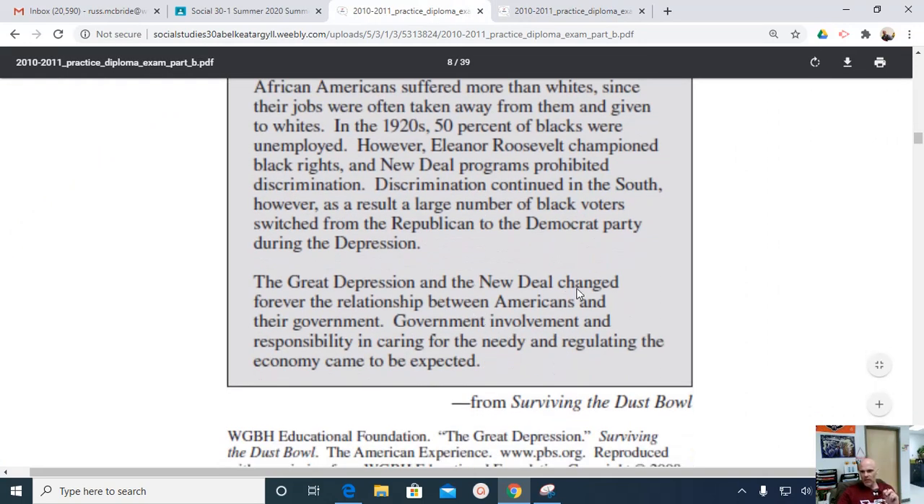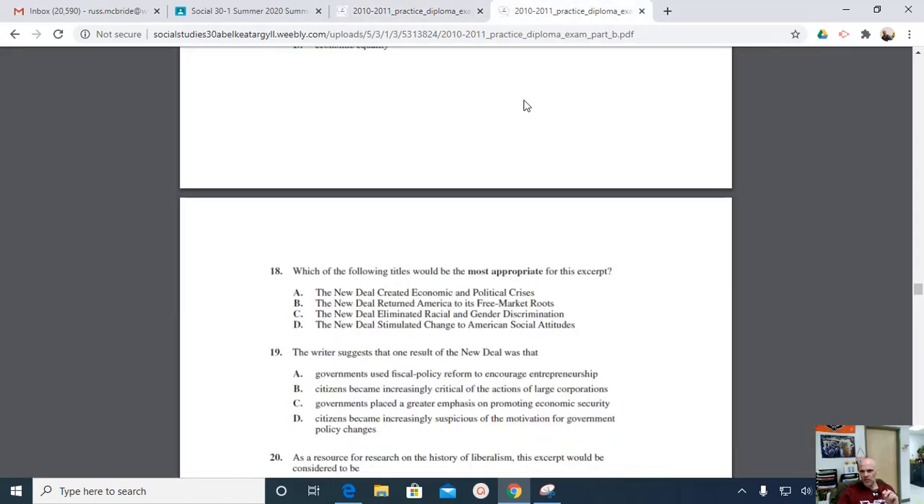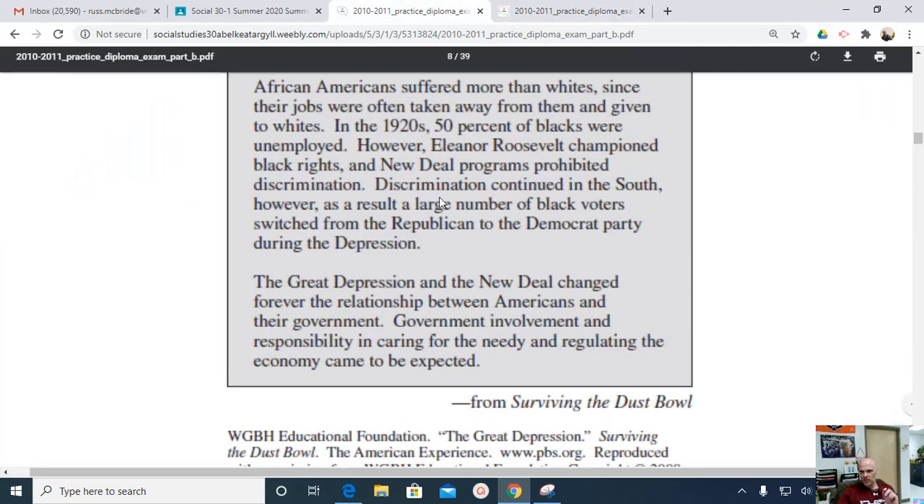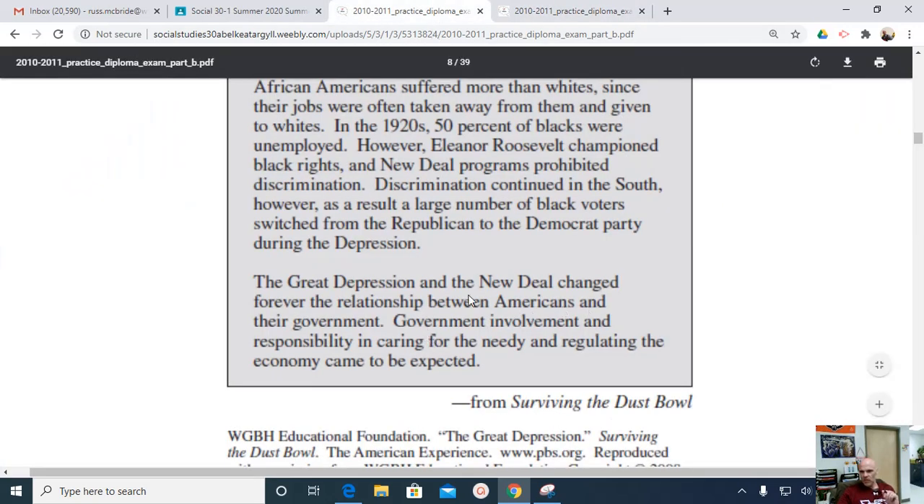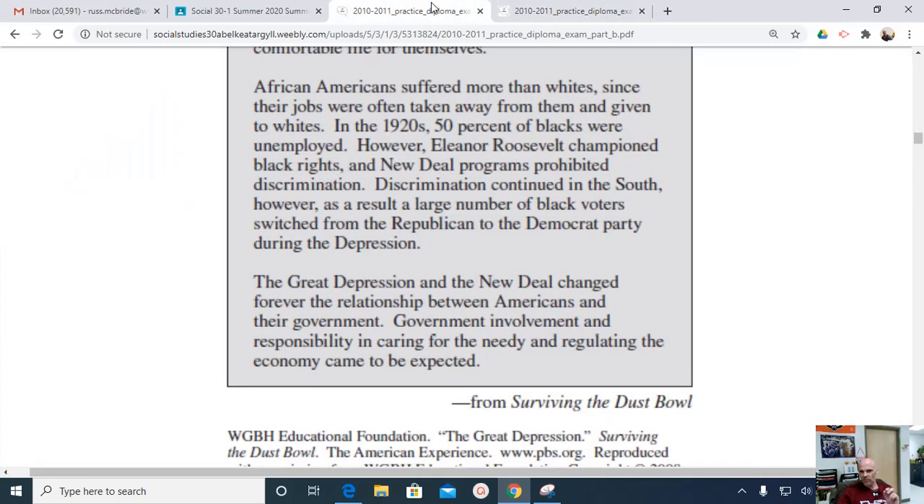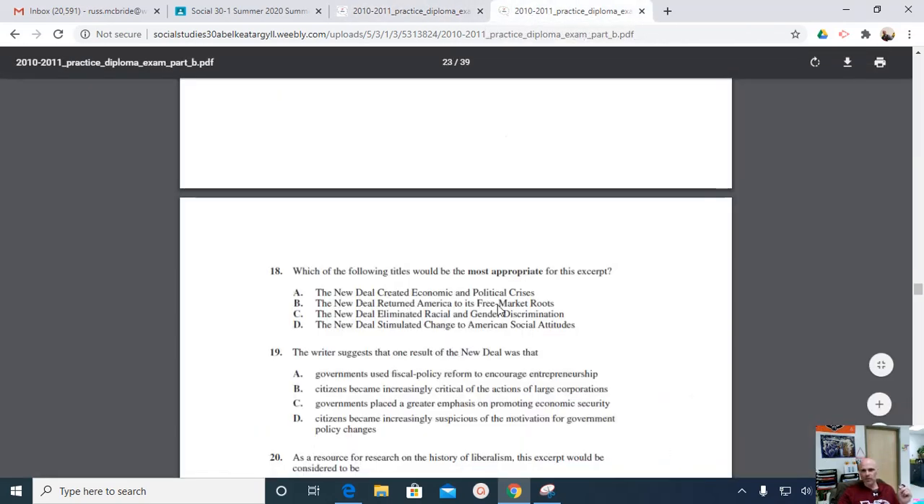The Great Depression and the New Deal changed forever the relationship between Americans and their government. Stimulated change to American social attitudes. Government involvement and responsibility in caring for the needy and regulating the economy came to be expected. It's a new attitude. I am going to go with D.